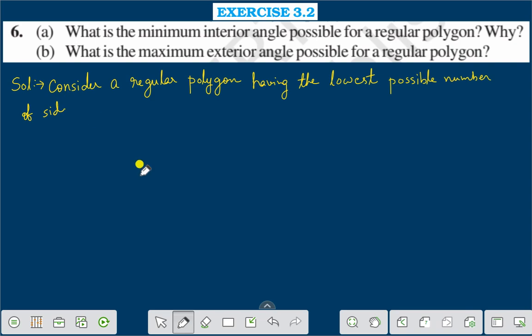We know that it is a triangle, right? That is, we can say that it is an equilateral triangle. Suppose this is an equilateral triangle. That means all the sides are equal and all the angles are also equal. This is 60 degree, this is 60 degree, and this is also 60 degree.